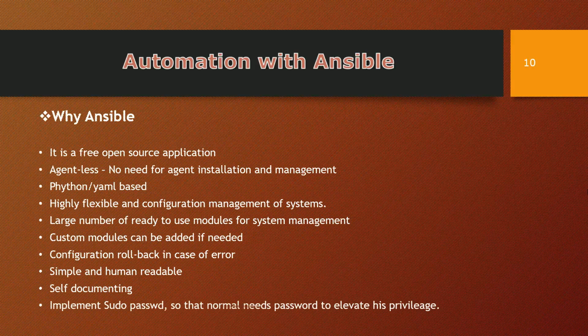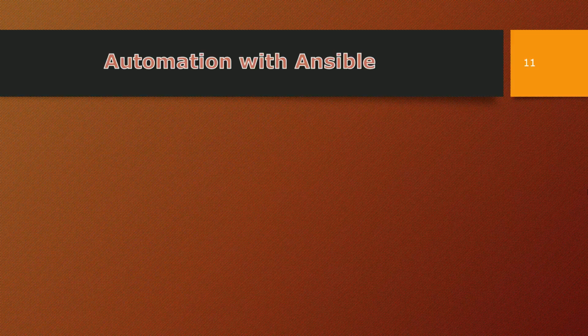Implement sudo password so that a normal user needs a password to elevate his privilege. So this is also one feature. What does this line say? Suppose I'm doing some task on my client machine, but that task requires some administrative privilege, like root privilege, to perform any task on my client machine. So at that time, you can elevate your privilege as well. So this is the feature of Ansible. You can become root from a normal user as well. So that's why Ansible differs from other automation tools.